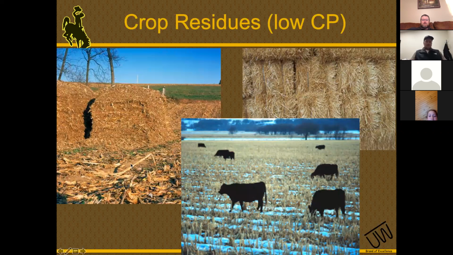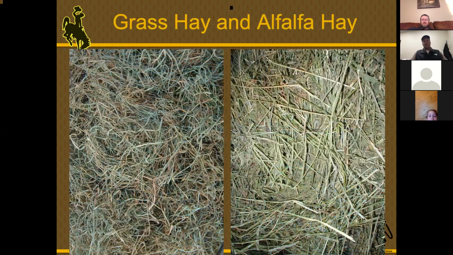Here's a photo of comparison of just grass versus alfalfa hay. You can see that alfalfa hay is much more stemmy, has leaves in it, and the leaves is where most of the nutrients are at. Grass just simply is what it is. It's just dried cut grass.